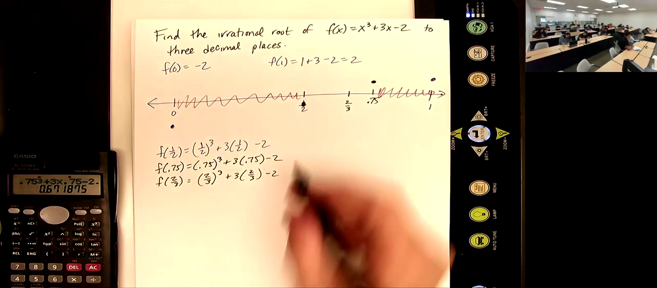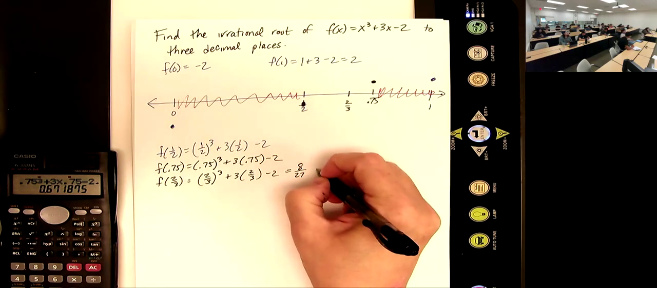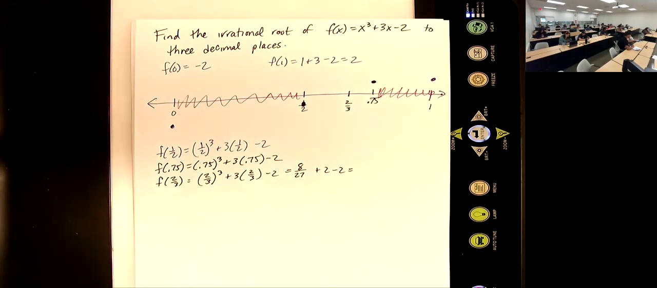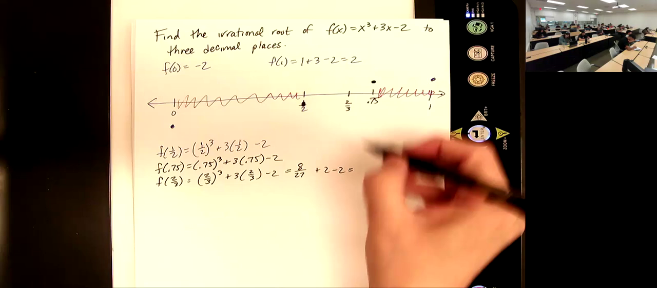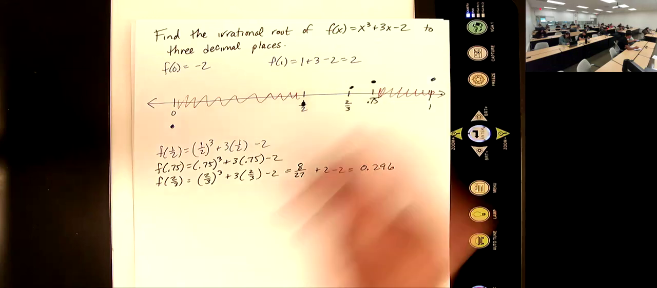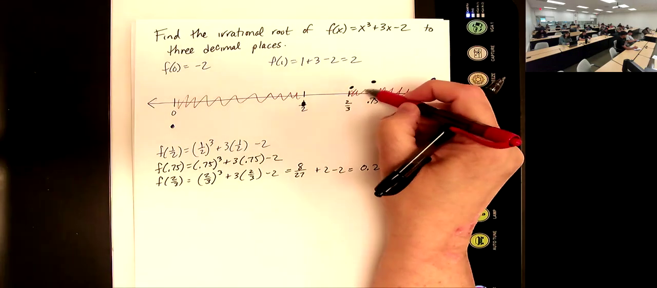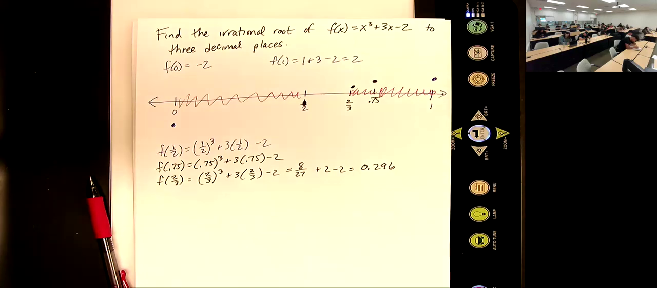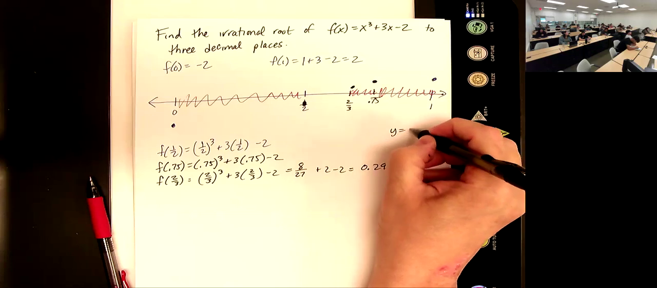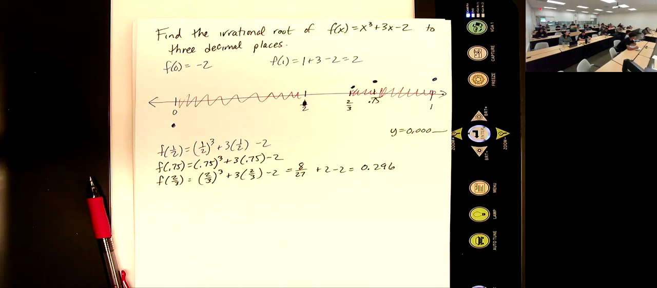This is 8/27. Plus 2 minus 2 is just 8/27. That's handy, that's a simple division. 0.296. So it's a positive number, so we're above it and we've eliminated that region. What we're aiming for is to have our calculator show 0.000 something. That's within 3 decimal places of 0. So we're looking for the x there.